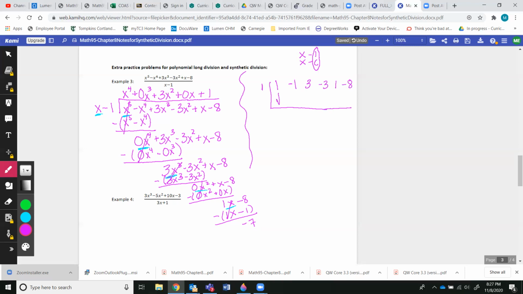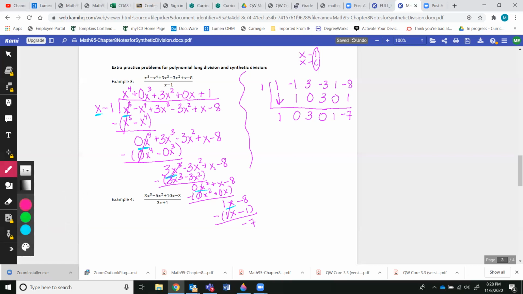So I bring the first one down, and then my two words are multiply and add. So multiply, add, multiply, add. You have to really think carefully because when you add 0, you get the same thing. When you multiply 0, you get 0, right? So you're going to have to think about which one you're doing in each case. 1 times 3 is 3. -3 plus 3 is 0. Now when I multiply, I get 0. I add, I multiply, I add.